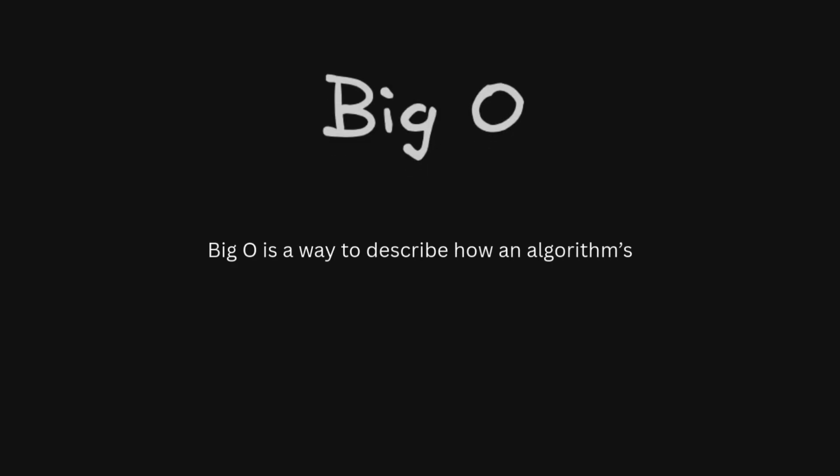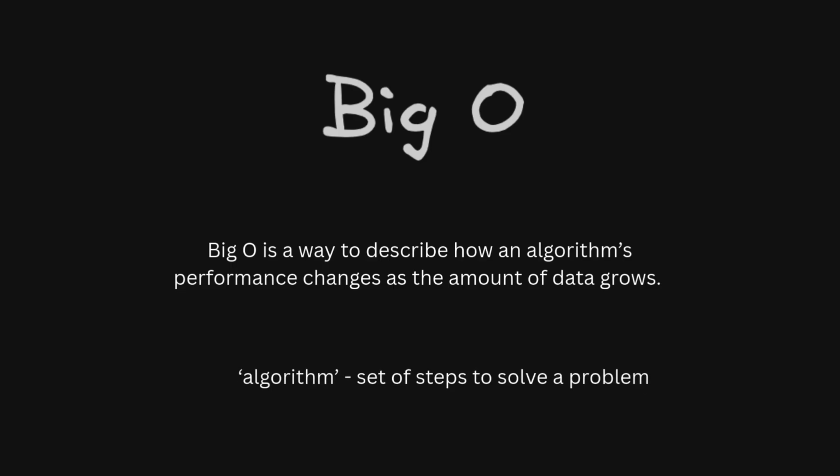At its core, Big O is just a way to describe how an algorithm's performance changes as the amount of data grows. And by algorithm, I simply mean a set of steps your code follows to solve a problem. So instead of focusing on abstract math in this video, we are going to look at how different choices behave as systems grow. We'll come back to the mathematical side of Big O in a future video. Let's start with the basics.